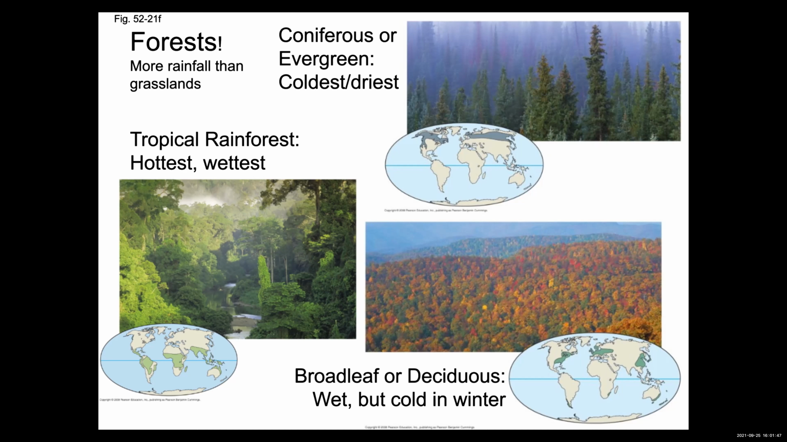Now, tropical regions may have a little seasonality. They may have a dry season and a rainy season, but it's still wetter in the dry season than it is most other places in their wet seasons.